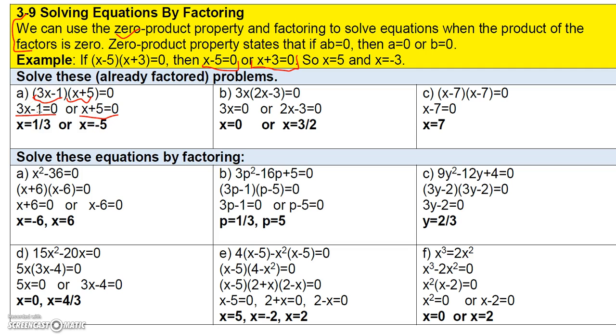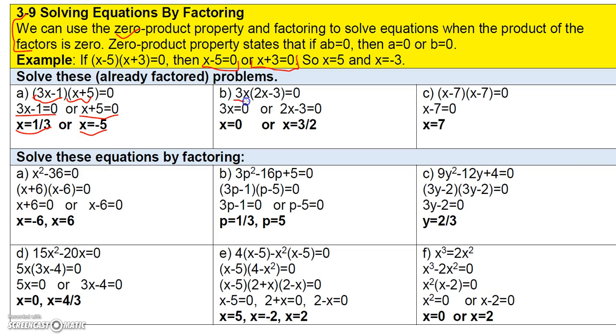Now I'm going to assume that at this point you can solve these without going to a lot of trouble. Here you just add 1 to both sides, you get 3x equal 1, then divide by 3 and get x equals 1/3. And to solve the second one, you just subtract 5 from both sides and get x equals negative 5.